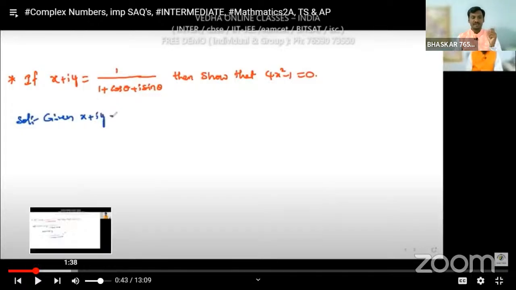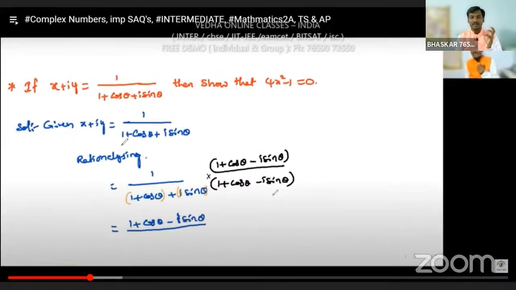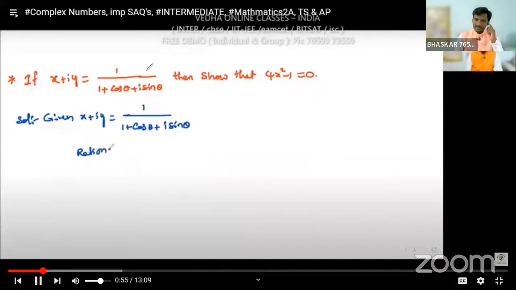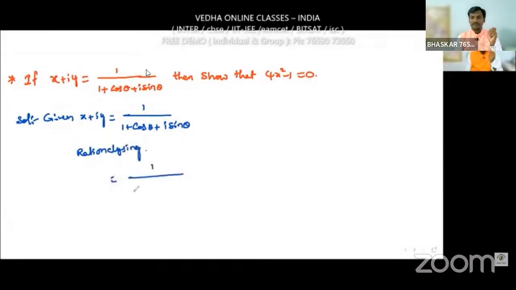So just observe here. What is important here is that whenever we have a complex number, i, in the denominator, we have to rationalize it. Here we are doing the same thing. What is meant by rationalizing? We take the conjugate, and we multiply and divide by the conjugate. What is the conjugate?